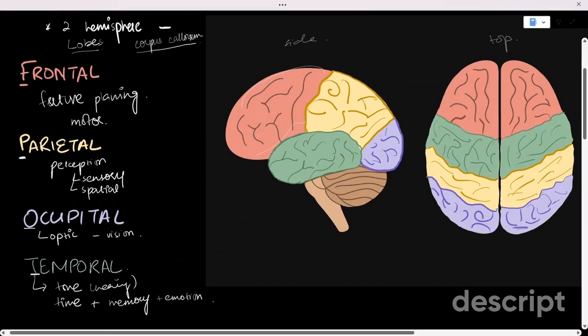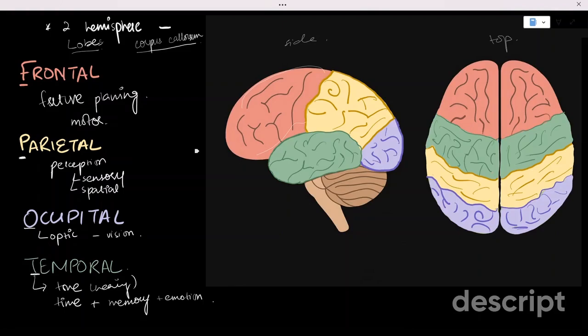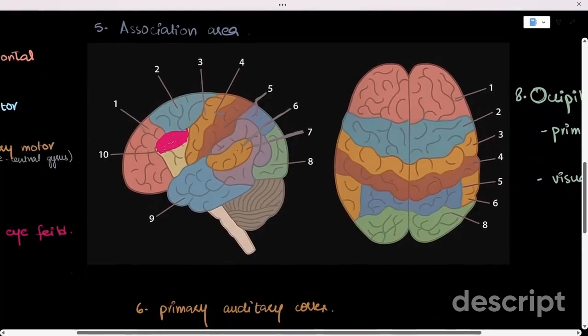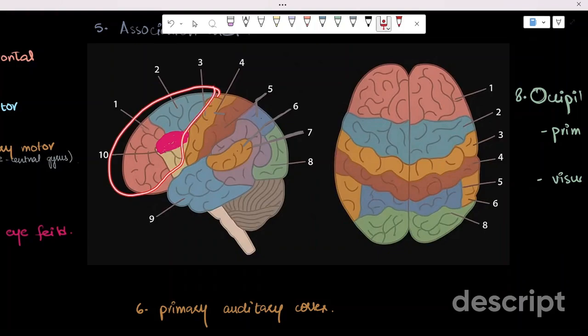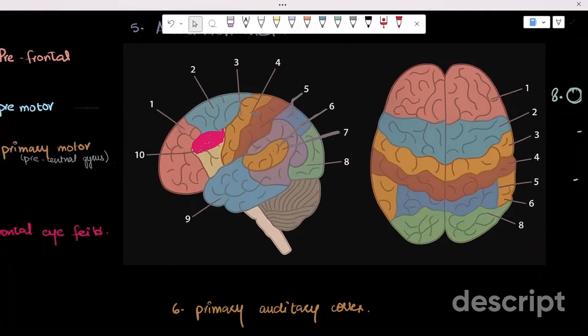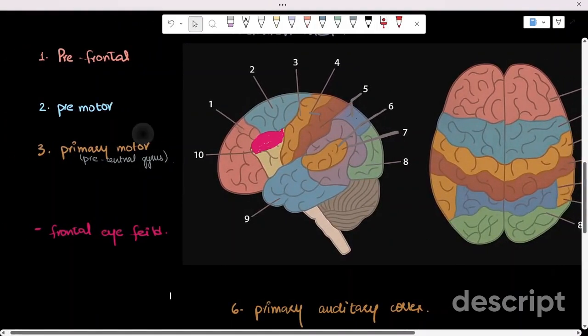So this was the basic function of the lobes. We will discuss this in further detail. That will help us understand the lesions and help you solve the MCQs as well. Now here's a detailed diagram. So the frontal lobe is this one, then this is the parietal lobe, this is the temporal lobe, and this is the occipital lobe. We will be discussing each lobe in detail.